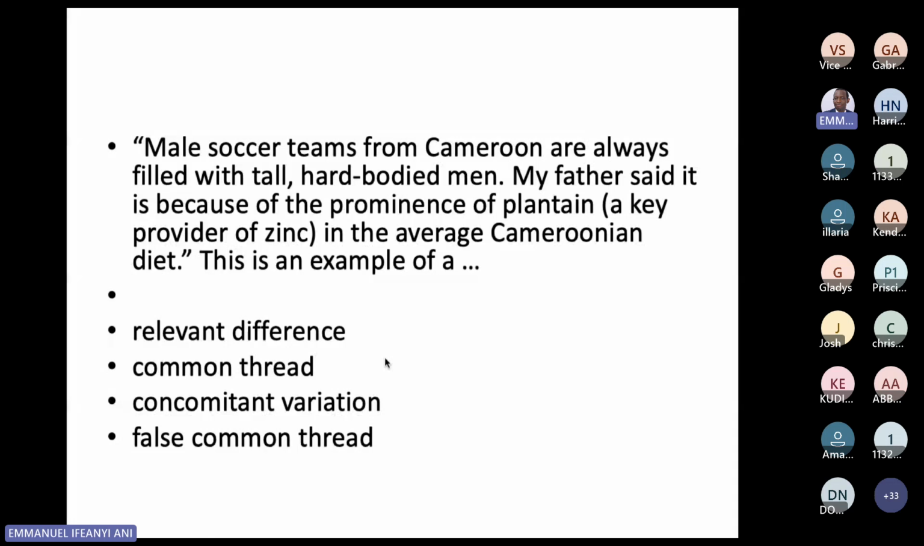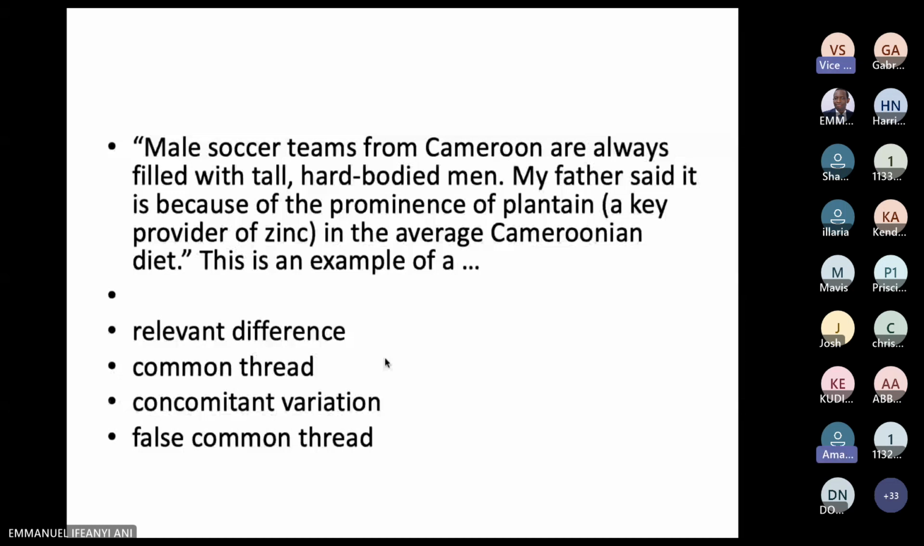Yeah, BC. I think concomitant variation. Yeah, so why do you think it's concomitant variation? Give us the technical analysis. Please, the question again. Yeah, so explain why you think it's concomitant variation.